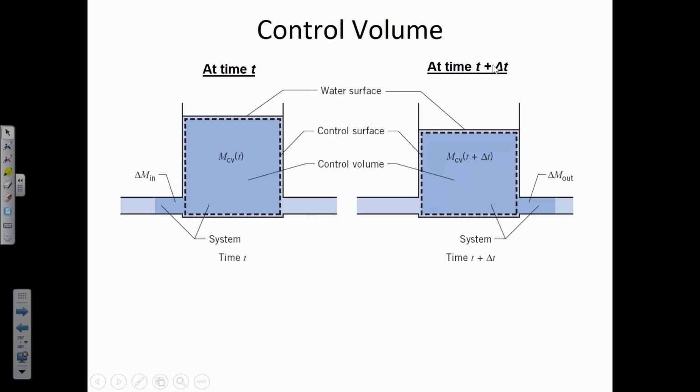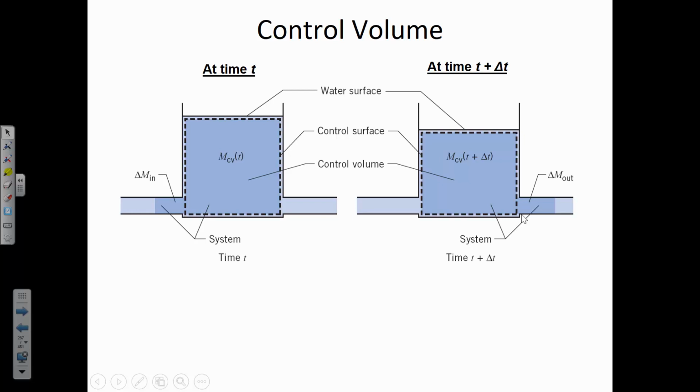And so it seems that less of the system is inside of the control volume, and we have to account for that. If the system is constant over time, that mass can't be destroyed, and so we have to identify that during that delta t, the system started to flow out through the control surfaces. And so you'll notice this delta m out.